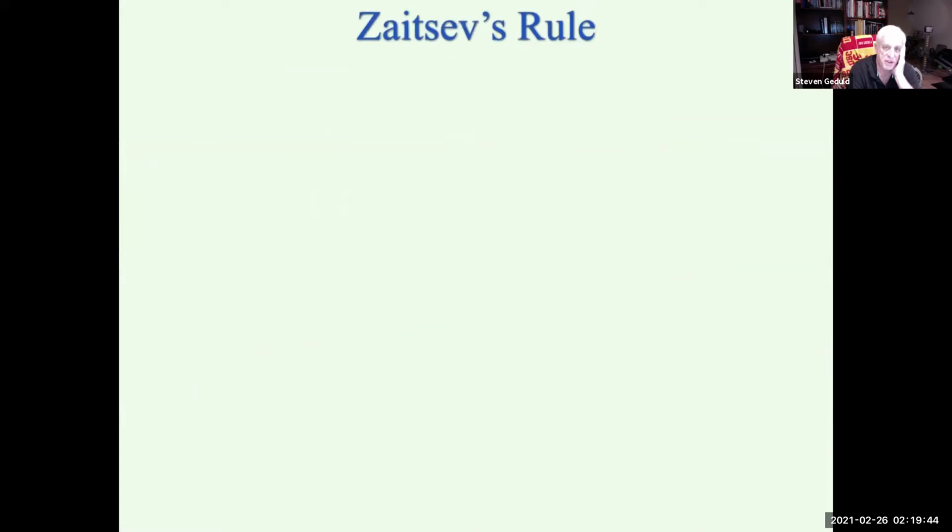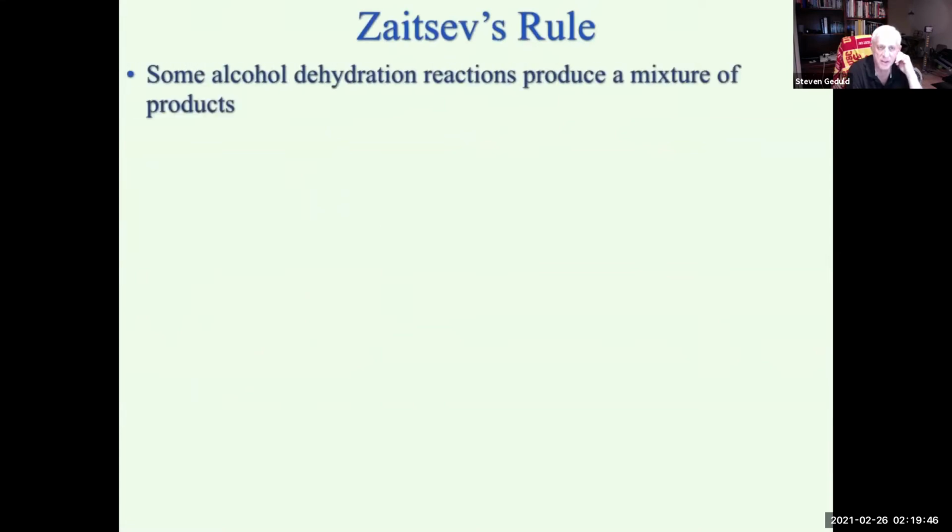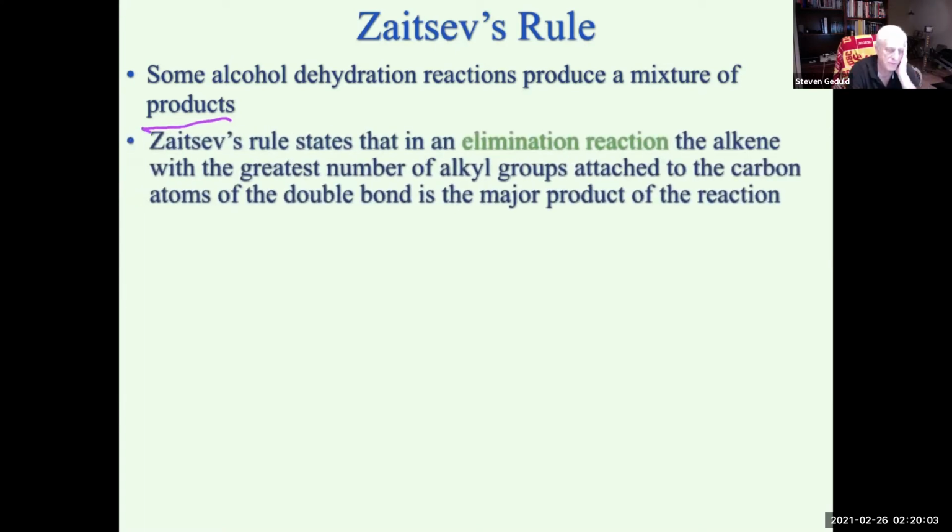Zaitsev, that's what we were just talking about. Some alcohol dehydration reactions produce a mixture of products. If the OH group is in the center, it can produce a mixture of products because it can take from either carbon adjacent to it, to the right or to the left. So if it's not exactly symmetrical, it will produce a different product, and you're going to have major and minor. As Zaitsev states, in an elimination reaction, the alkene with the greatest number of alkyl groups attached to the carbon atoms of the double bond is the major product.